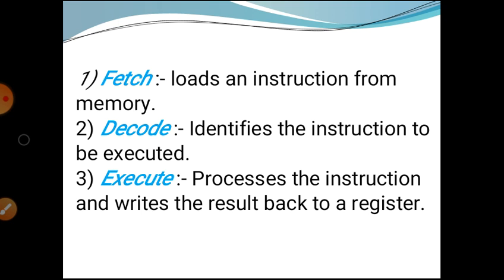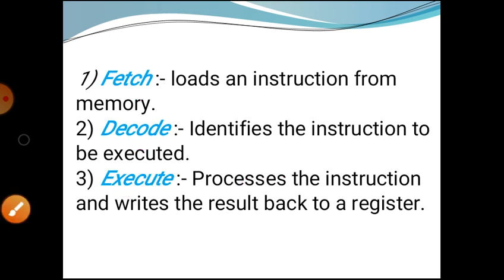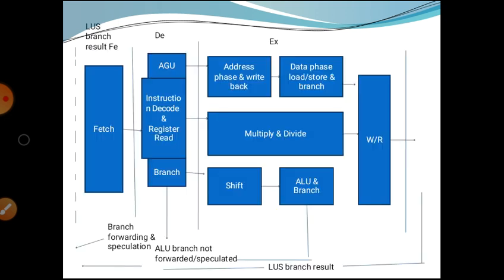In short, this is what the pipelining stages are for a CPU. First stage is fetch. The function of the fetch stage is to load the instruction from memory. Second stage is decode. The function of decode is to identify the instruction to be executed. Third stage is execute. The function of the execute stage is to process that instruction and write the result back to the register. Understand what is meant by pipelining stages, how it works, and the function of each stage in the CPU pipeline.